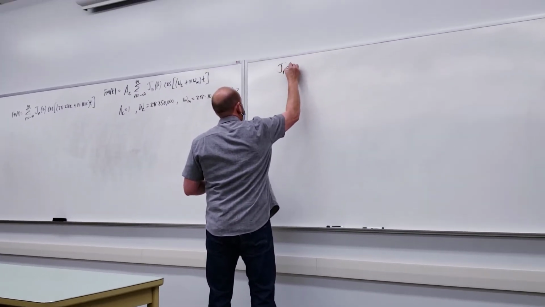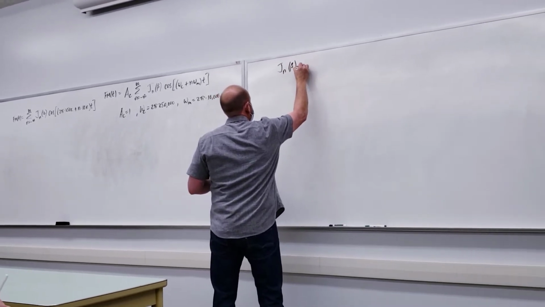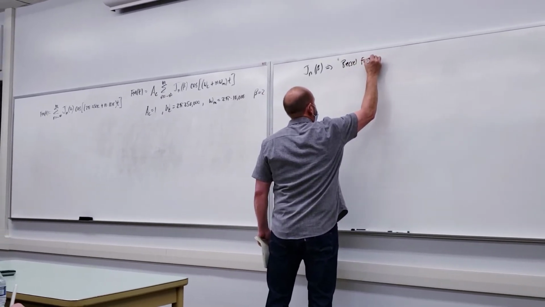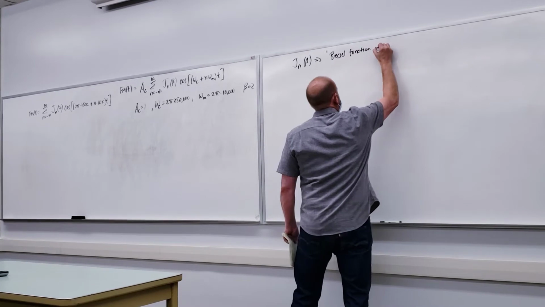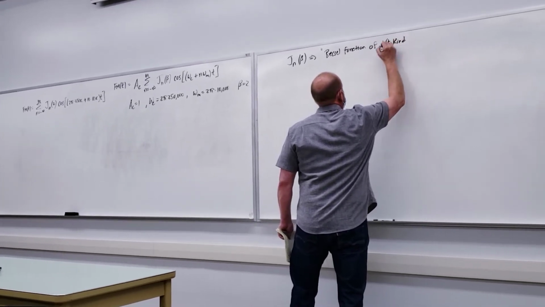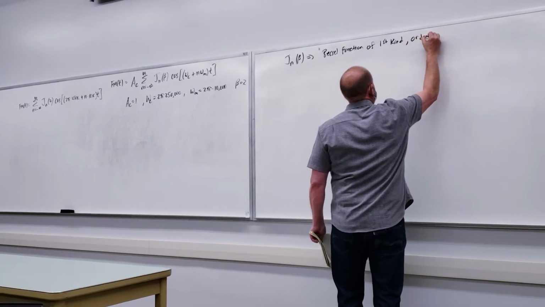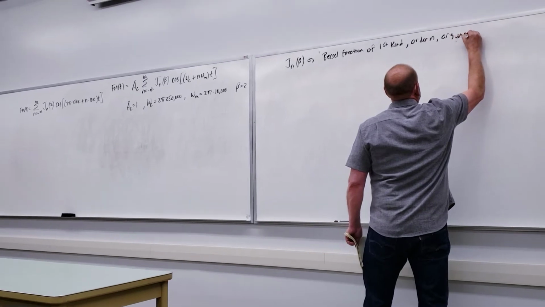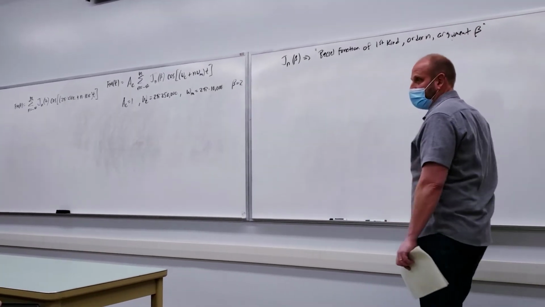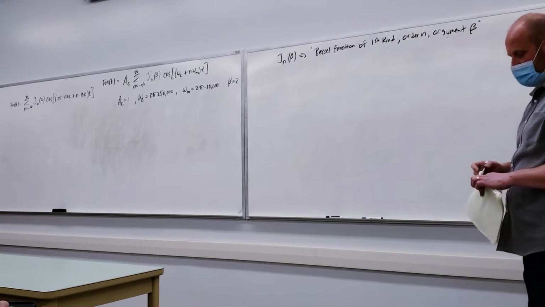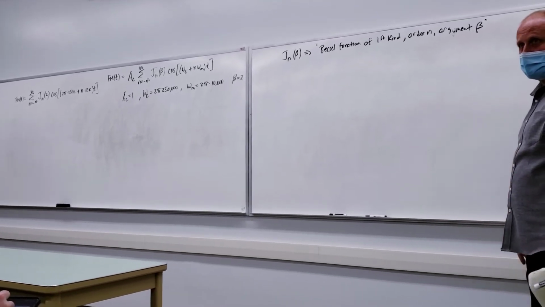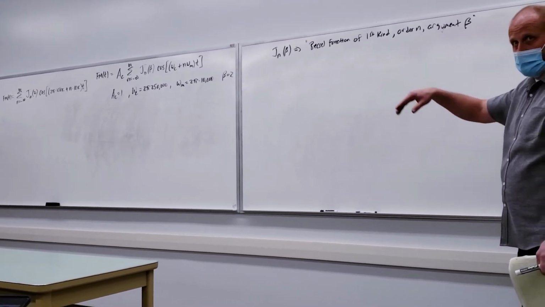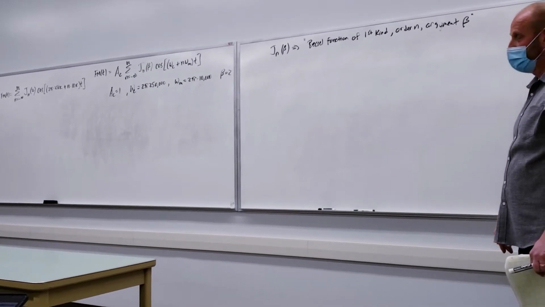So Jn of beta, its official name is the Bessel function of the first kind, order n, argument beta. So there's the official title. If you're going to get it off MATLAB, it'll probably say something like Bessel function of the first kind, and it'll be the right one. You can test it out by doing some of the numbers I'm going to give you, make sure they match before you just go with it.